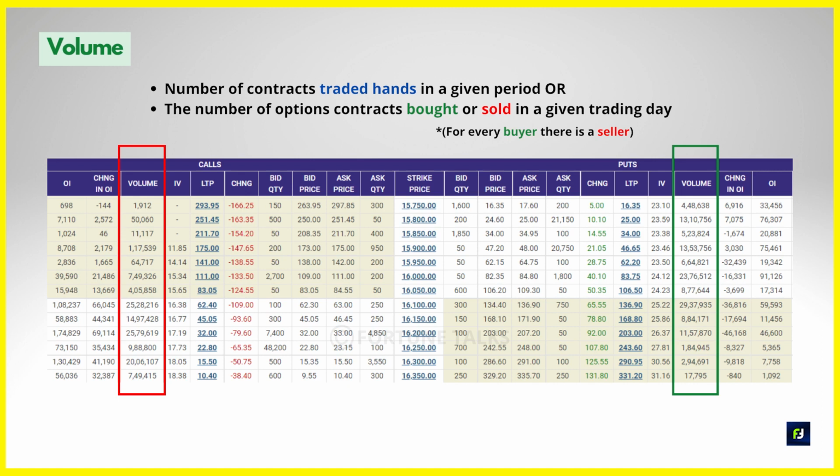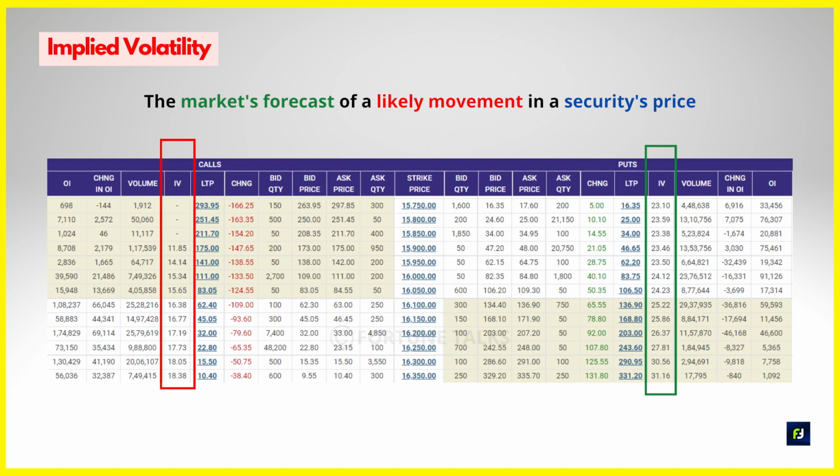In simple words, volume refers to the number of contracts that are traded in a given period of time. I have already made a video on market volumes from a price action perspective, so if you want, you can check that out. The next component is IV, or the implied volatility, which itself is a broad topic, so we will discuss it in an upcoming video.